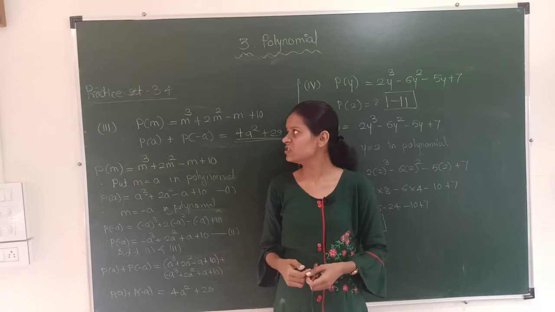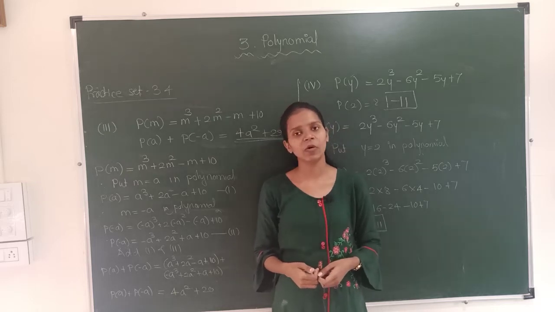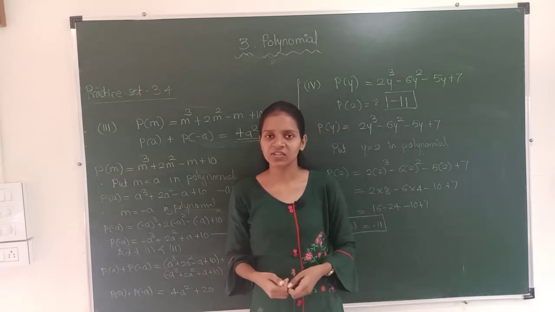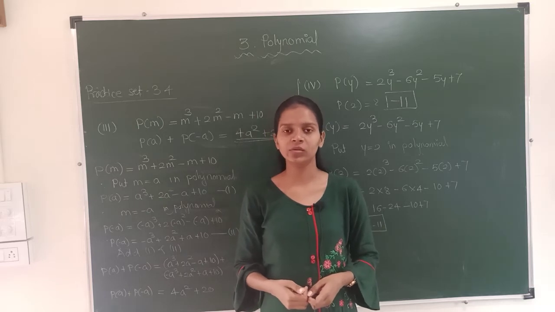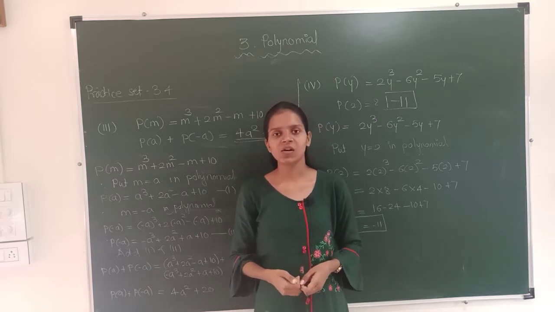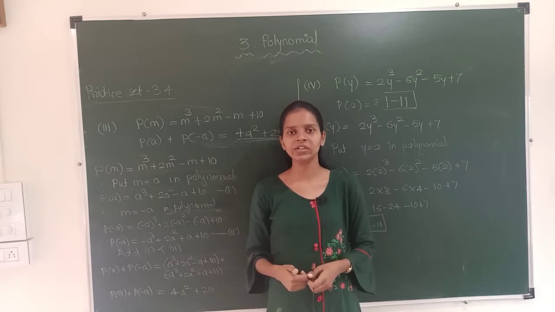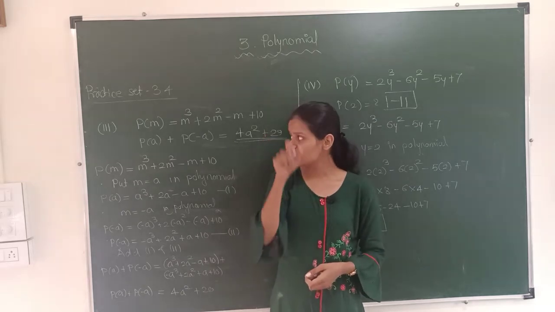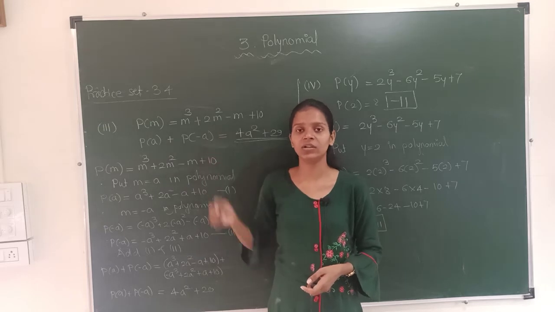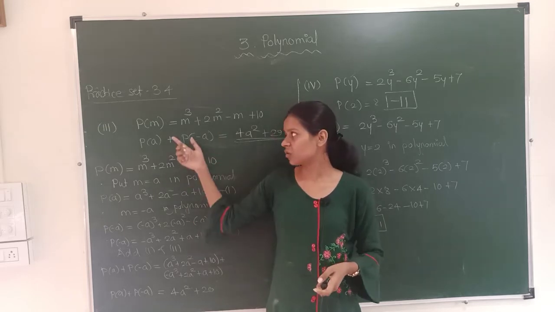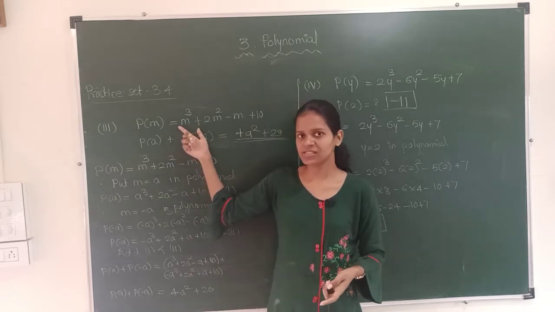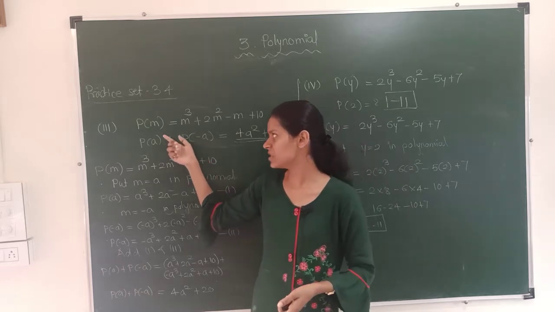In the last video lecture, we have started your practice set 3.4. Among that, question number 1 and 2 we have solved. Today we will solve question number 3 and 4, and this will be the end of your practice set 3.4. See, the question is we have to find the value of the polynomial, okay? We will start from the third question. Questions number first and second we have solved earlier in the previous video.